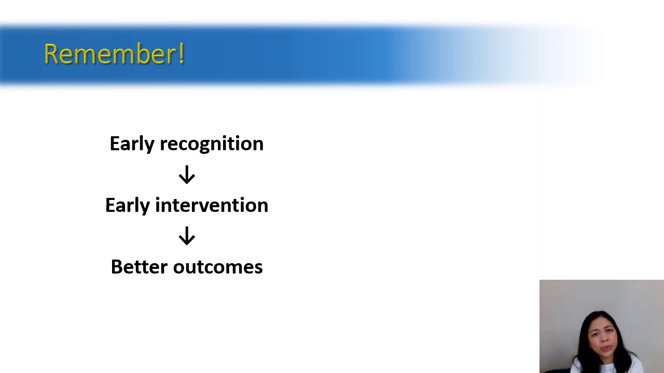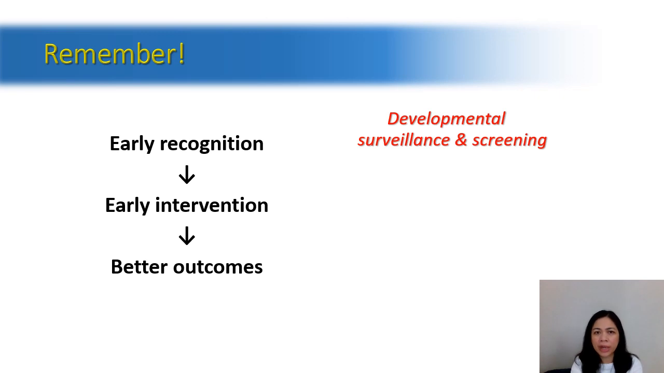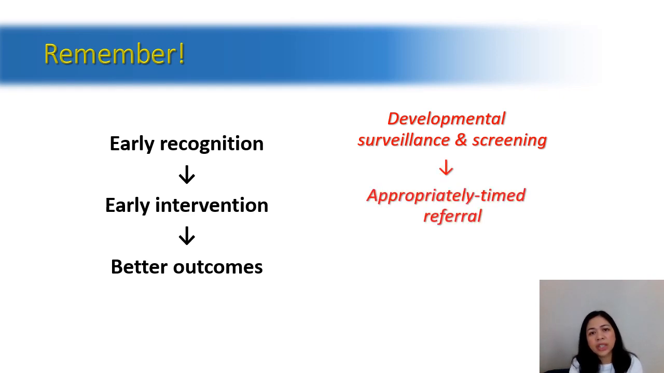Early intervention promotes better outcomes or better prognosis. So how do we do early recognition? By developmental surveillance and screening. And you learn about this in a separate activity or lecture. How do we do early intervention? These children should be referred to specialist evaluation services early on. And we do developmental monitoring to make sure that the child reaches his best potential.